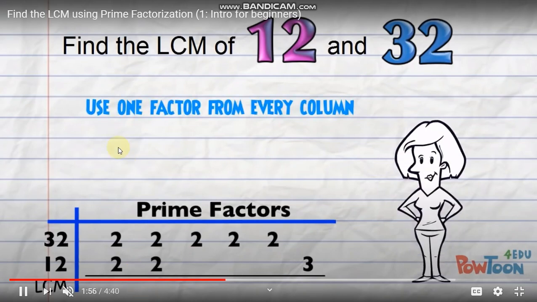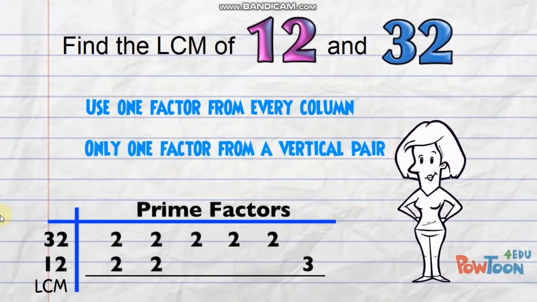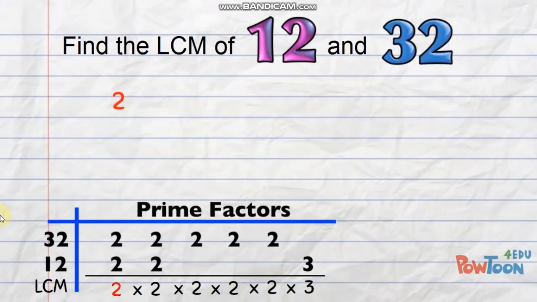Use a factor from every column. For example, write the last column as the LCM. Here, the LCM of 12 and 32. In the last column, write the common prime numbers. 2 and 2 is nothing but 2. Then write 2, 2, 2, and the last one is 3.